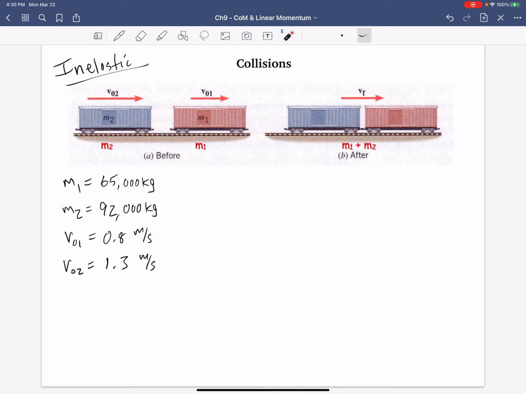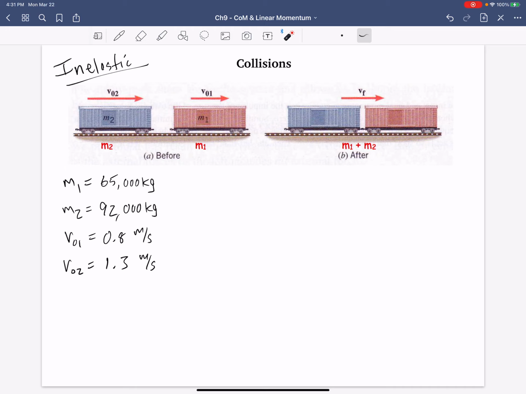Right? And so what we've drawn here is that the connection point, once they bump, they stay connected. So then they effectively move as one whole train car, right? So their masses are effectively added up. However, this is an inelastic collision because they do not bounce apart, right?